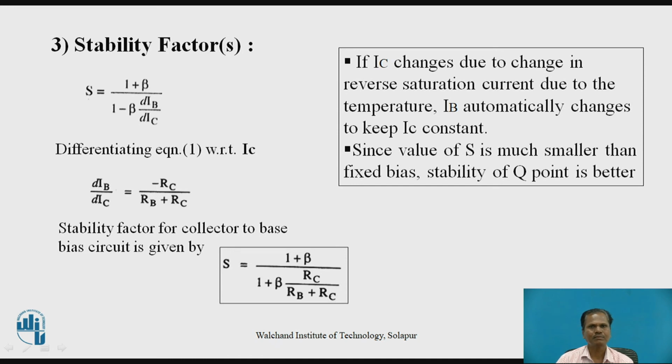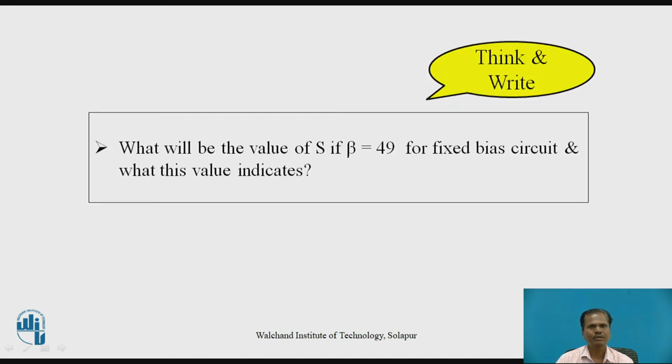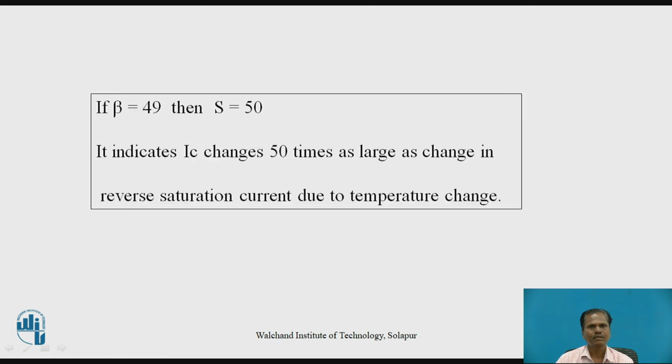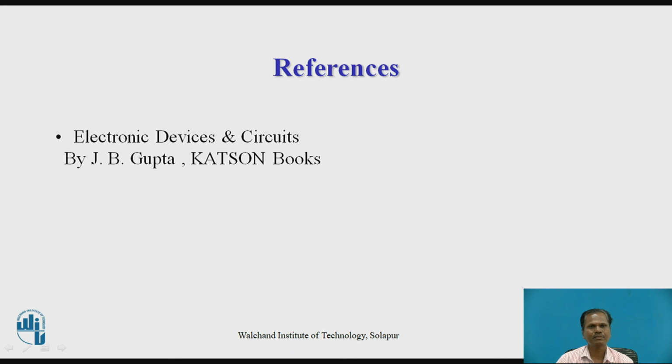Since the value of S is much smaller than for a fixed bias circuit, the stability of the Q point is better for the collector to base bias circuit. Student can pause the video here and think over this question and try to answer it. What will be the value of S if beta equal to 49 for fixed bias circuit, and what does this value indicate? If beta equal to 49, then S equal to 50 for fixed bias circuit. It indicates IC changes 50 times as large as the change in reverse saturation current, that is, due to change in temperature. So this is the reference.